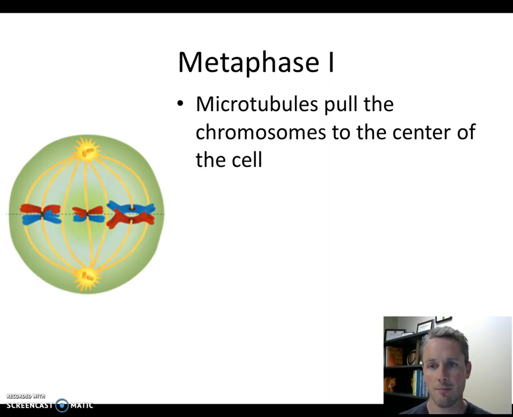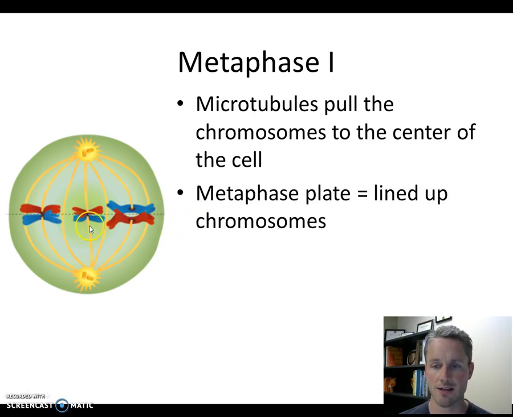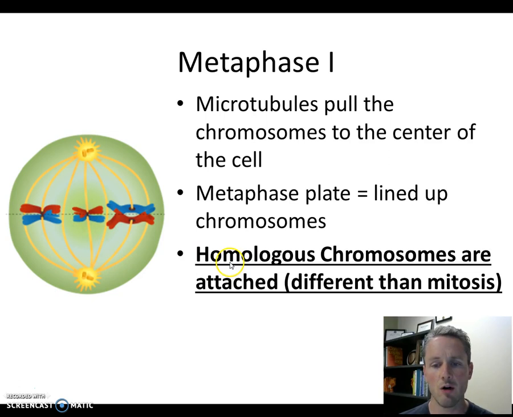In Metaphase I, the microtubules that are attached to the centromere of each chromosome pull the chromosomes to the center of the cell. So that's just like in mitosis. We align the chromosomes along the metaphase plate, but there's a critical difference here. So again, the metaphase plate is where the chromosomes line up. The difference is that the homologous chromosomes, here the blue chromosome and the red chromosome, are attached to one another. And that's a major difference compared to mitosis. So instead of just the sister chromatids lining up along this line, we've got these pairs of homologous chromosomes lining up.